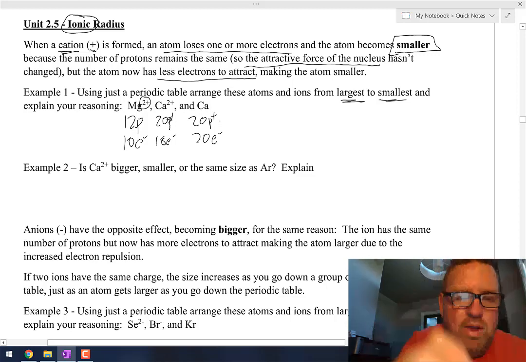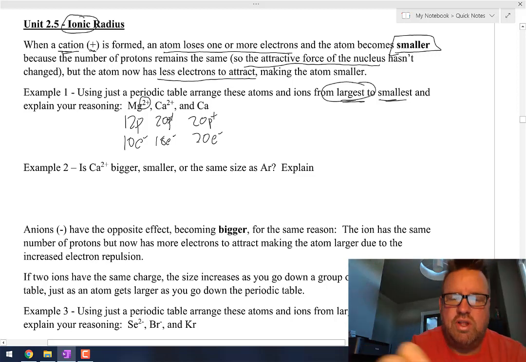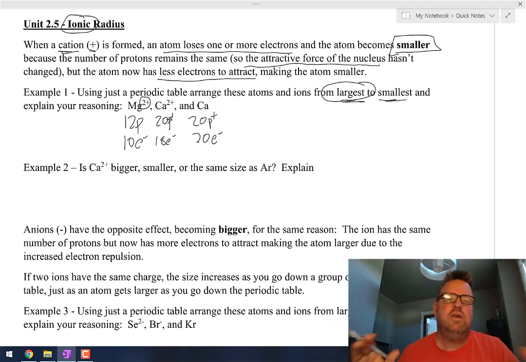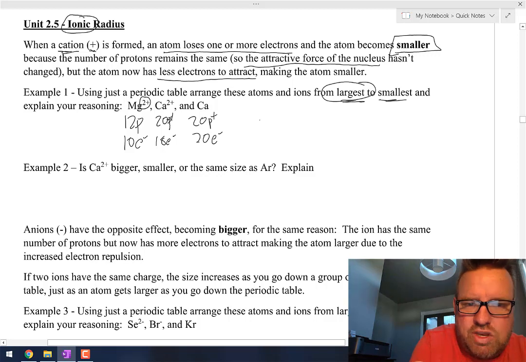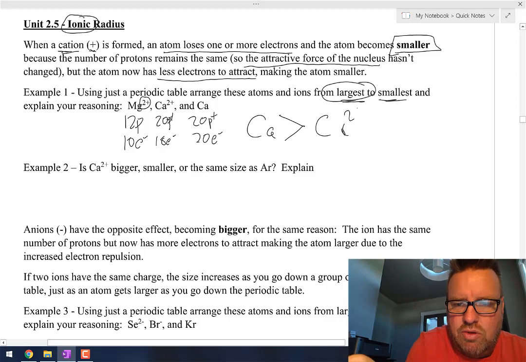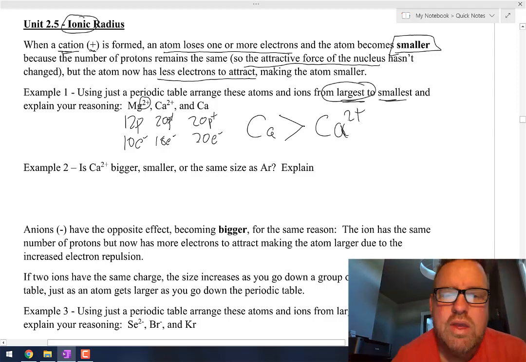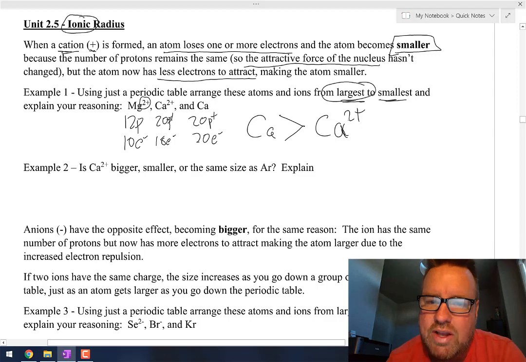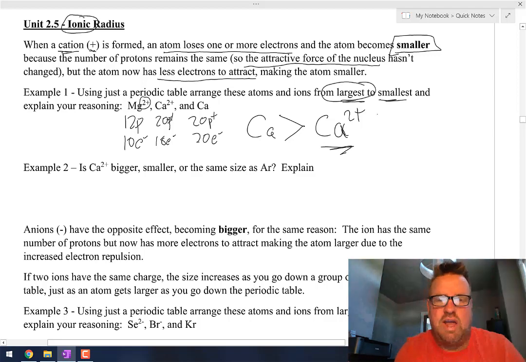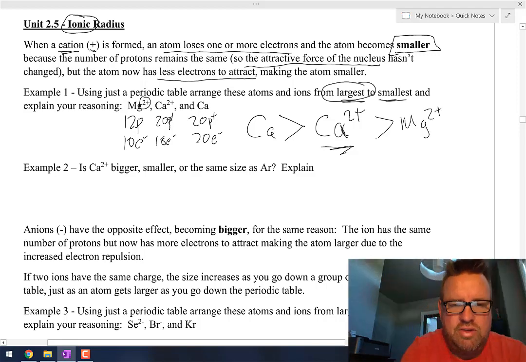So in this case, we're going to go from the largest. The largest is the one that has the most electrons in it, and in this case that is going to be regular calcium. Calcium is larger than calcium 2+, which again has lost 2 electrons. So notice that calcium 2+ is smaller than regular calcium. And then magnesium, because it's higher up on the periodic table, is going to be smaller than the other two.